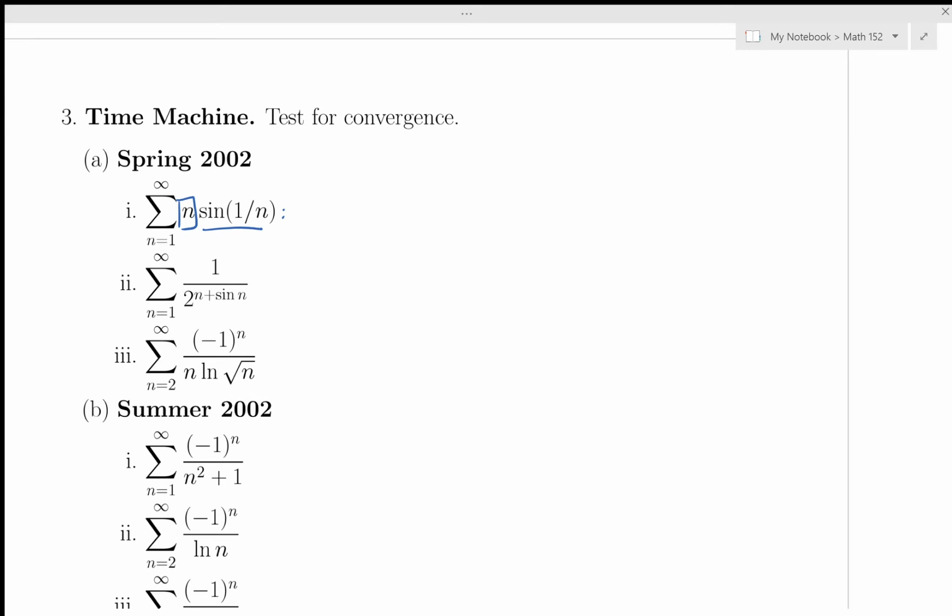Remember, I spoke in earlier lectures about intuition. You want to get an idea of where you're going. And so the first thing I would check here is the limit as n goes to infinity of a_n.